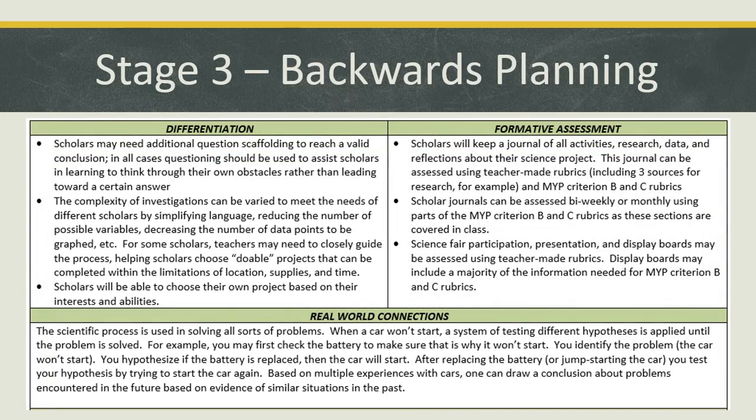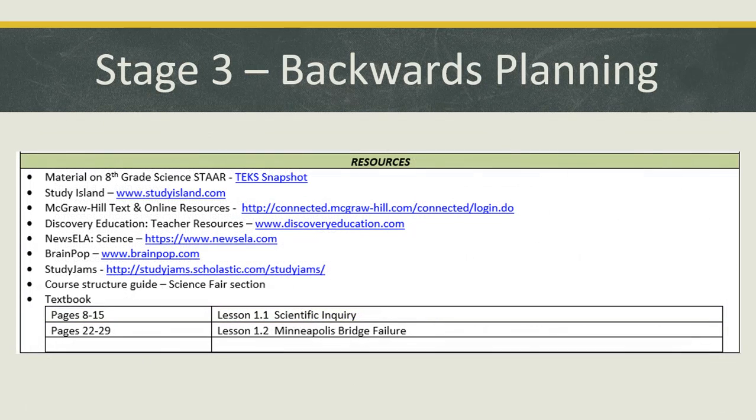The major form of differentiation would be scholars are able to choose their own project based on their own interests and abilities. For formative assessments, the scientific journal will be the main form of formative assessment throughout the unit until you get to the display board and the presentation. The scientific process is used all the time in the real world. Most of these resources will be helpful when it comes to the scientific process, creating conclusions, creating data tables.